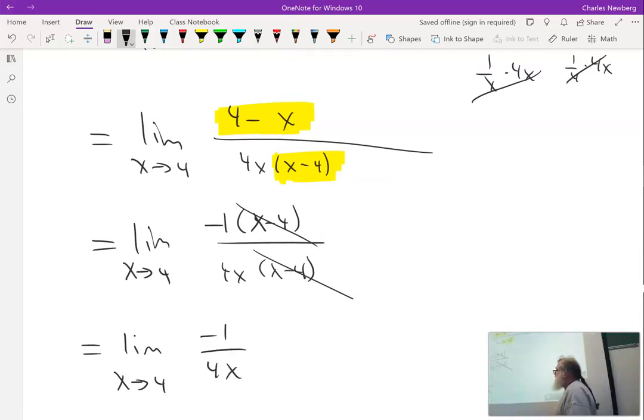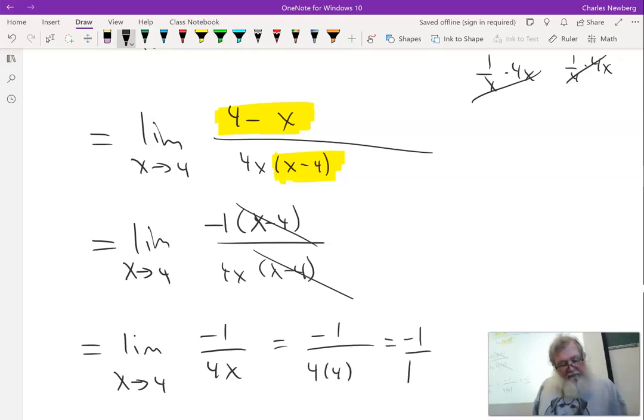What is this, class? What type of function is this? A rational function, right? Polynomial over polynomial. We're allowed direct substitution as long as we don't get what? Division by 0. If I put in 4, I clearly don't get division by 0. I get -1 over what? 4 times 4. That's our direct substitution, which is what? -1/16.